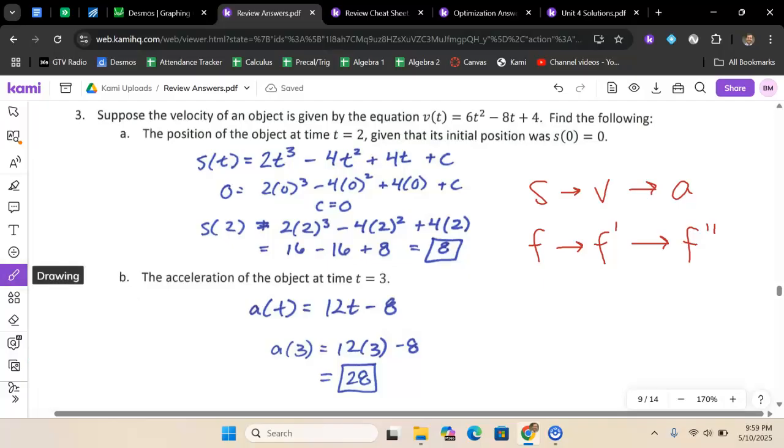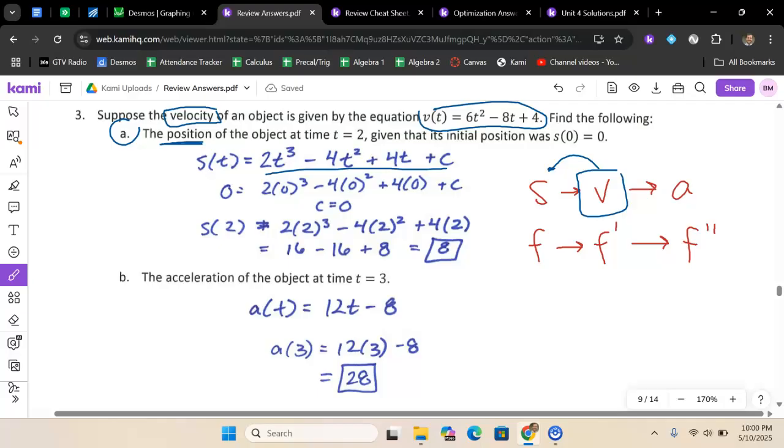So on this question on the review, I give you the velocity. Here's the velocity, right? So I'm giving you the middle function. Question A asks about the position. So what do I need to do? I need to go backwards. I take the antiderivative of that. It does tell me the initial position s of 0 is 0, which tells me that c is 0. But then I want to know the position at time 2, so then I would plug in 2 to my position function. Again, c is 0, so I don't need to worry about that, but I get that. Okay, but that was an antiderivative.